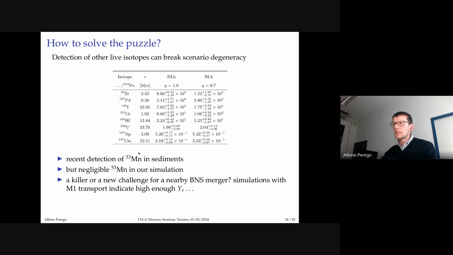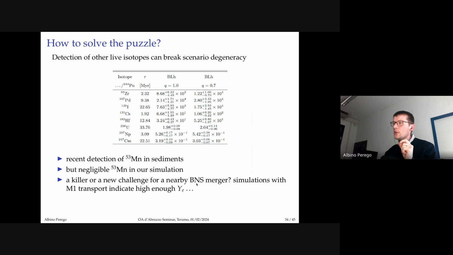To be fair, I must say that there is already one other point, which is a rather peculiar element, manganese-53, which is even more challenging because it's typically related to Type Ia supernovae. And in our simulation, it's almost absent. So in some sense, we could say that this is already a disproof. However, we checked which conditions are relevant to produce manganese-53, and it's a Ye of the order of 0.45 to 0.5, which is not observed in our simulation at the moment.